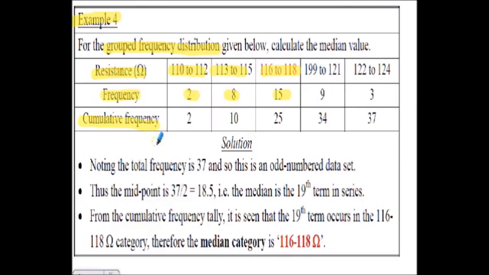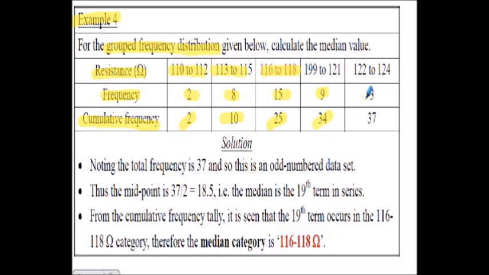This is where I add up the frequencies. We looked at this in the previous presentation on data collection and presentation. So in the first category, I've got a frequency of 2. In the second category, I've got a frequency of 8, but the cumulative frequency would now be 10, the 2 plus the 8. For the next category, the frequency is 15, but the cumulative frequency will be 25, in other words, the 10 plus the 15. Next category, I've got a frequency of 9, but adding that to the 25 gives me a running total, if you like, cumulative frequency of 34.